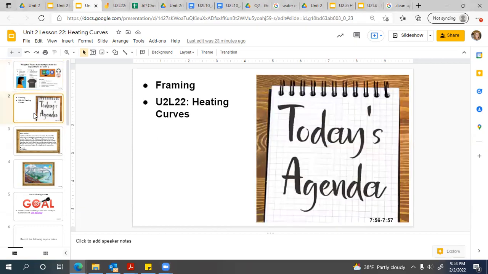Today's agenda is as follows. We're going to start with some framing and then move on to Unit 2, Lesson 22, Heating Curves.